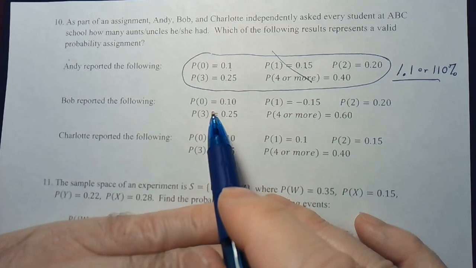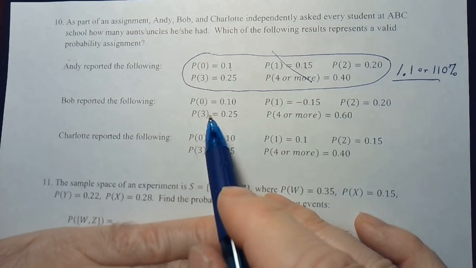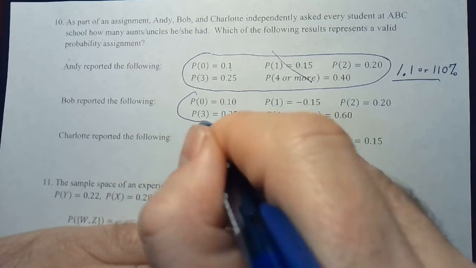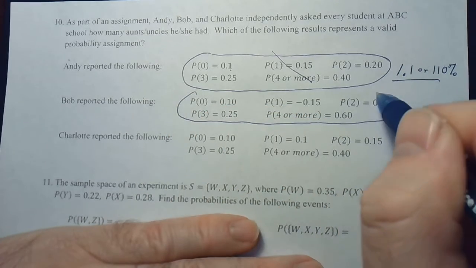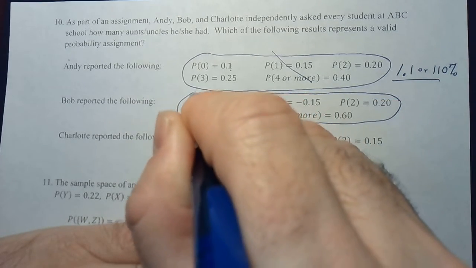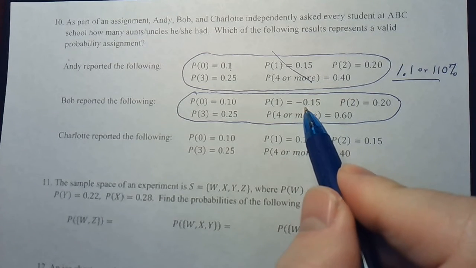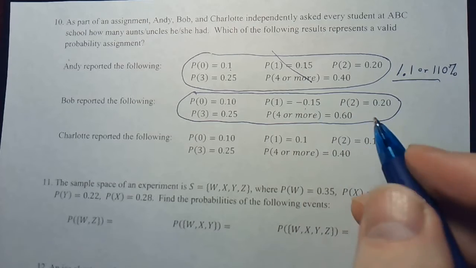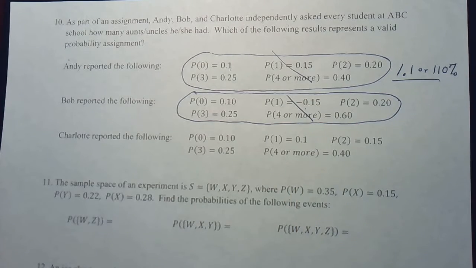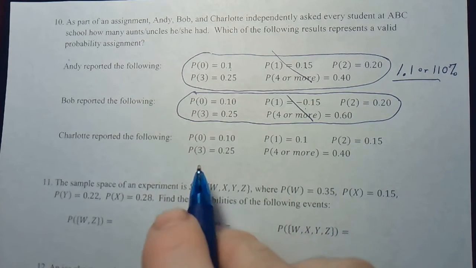The next one, well, this one will be very easy for us to determine that it is not. I don't know if they all add up to 1.0 or not, or 100%, but it has a negative probability. That's impossible. Probability cannot be negative. Every single probability is from 0 through 1. So that's not a valid probability assignment.